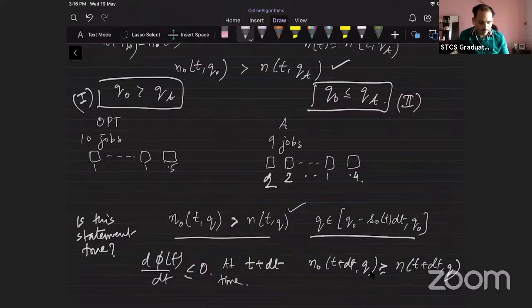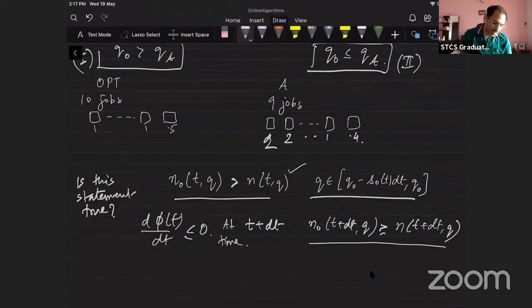Why is this? Anybody? So given that this is strict inequality and n0 and n are integers, what we know is that n0 of t comma q is at least n of t comma q plus 1. And in a small interval t plus dt, n0 of t comma q could come down by 1 at most. So that is why this becomes an inequality now. So at time t we have this, at time t plus dt we have this.